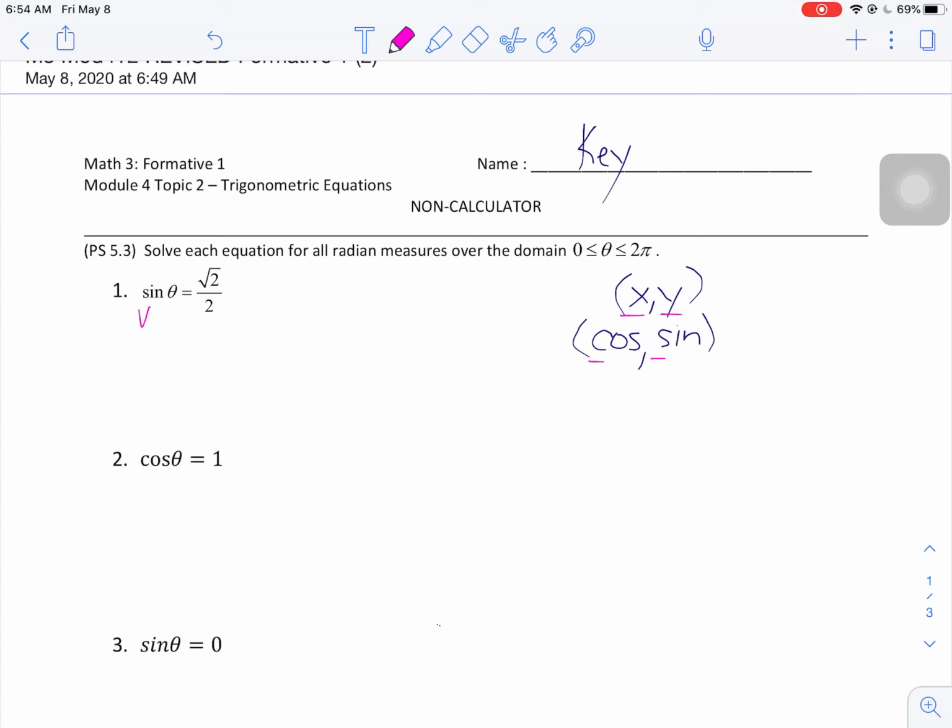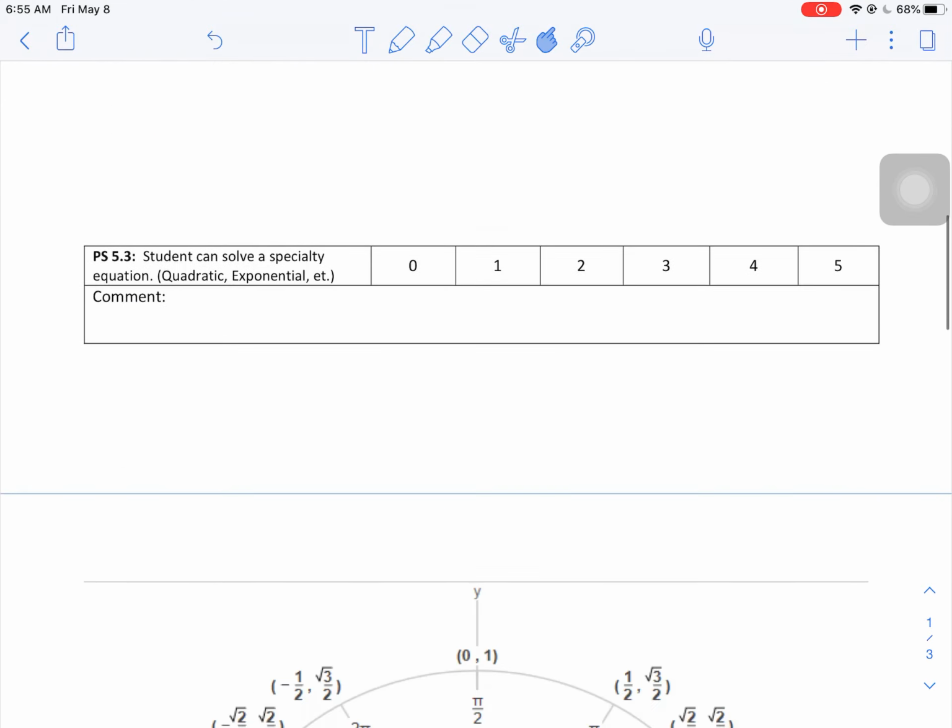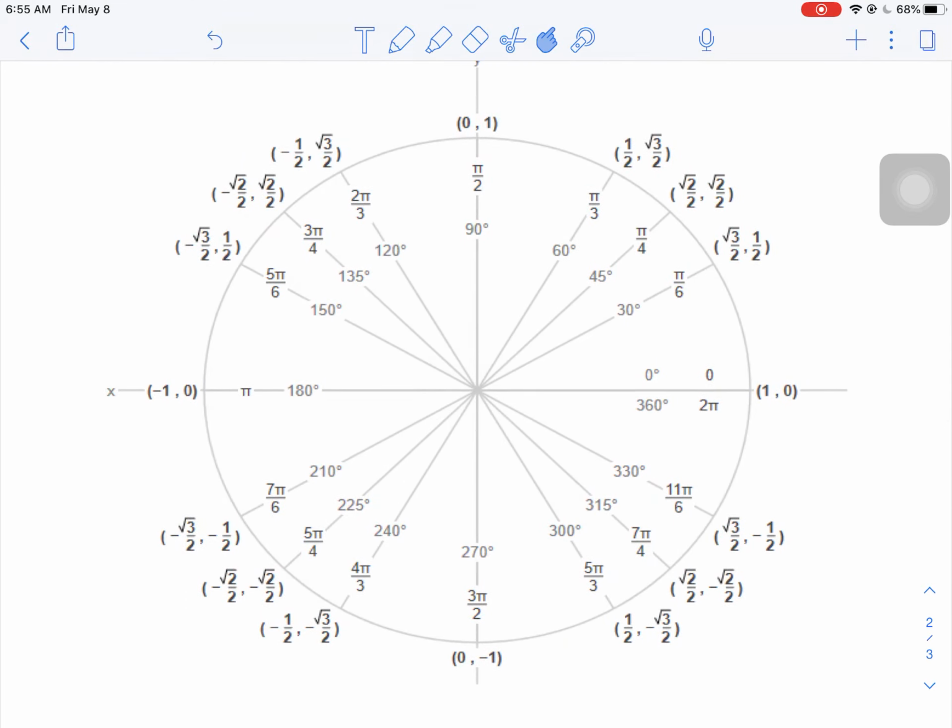So on number 1, since it's asking for sine, that is a Y value. So we're literally going to go down to the unit circle. We're going to check all the Y values, and we're just looking for root 2 over 2. And then we're looking at the radian measurements. So not 60 degrees, not 180 degrees, but things like pi over 3, 5 pi over 6, 2 pi. Those are the radian measurements that we're looking for. So we're going to slide down to the unit circle and look for y values of root 2 over 2.